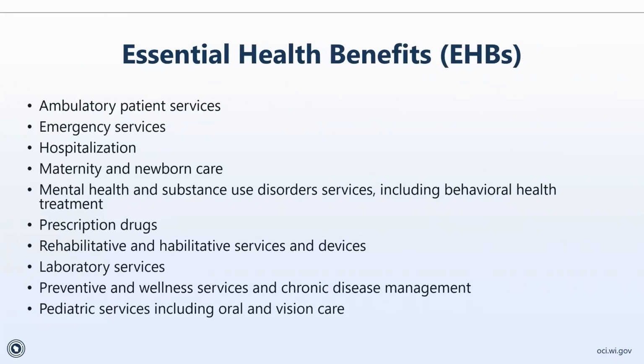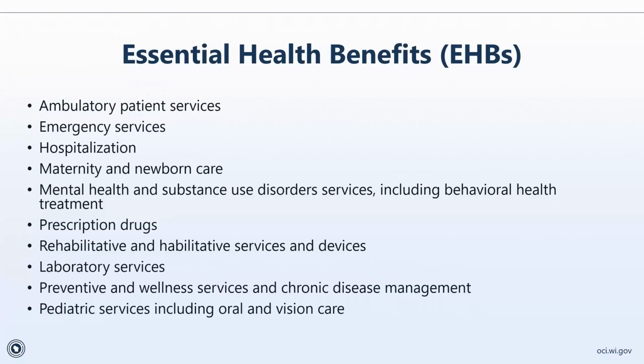Essential health benefits are a set of healthcare service categories that must be covered by all comprehensive individual and small group health plans, subject to the ACA. Essential health benefits must include items and services within at least the following 10 categories listed on this slide. EHBs also include all the Wisconsin mandated benefits that we talked about a few slides ago.